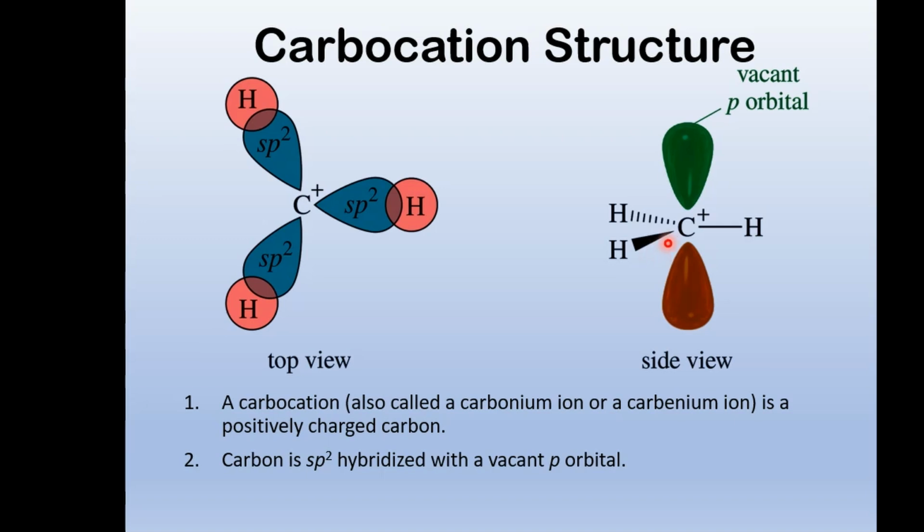When you see a picture like this and you see it flat and planar and no electrons in this vacant p orbital, you want to look at that carbon and imagine that it is sp2 hybridized. Flat and planar, 120 degree bond angle, and that's probably the most important thing out of this slide. A carbocation is sp2 hybridized. Some interesting trivia, also called a carbonium ion, and I've never heard this one said.